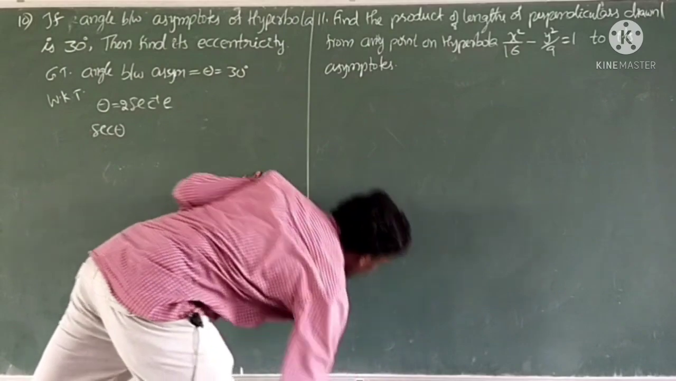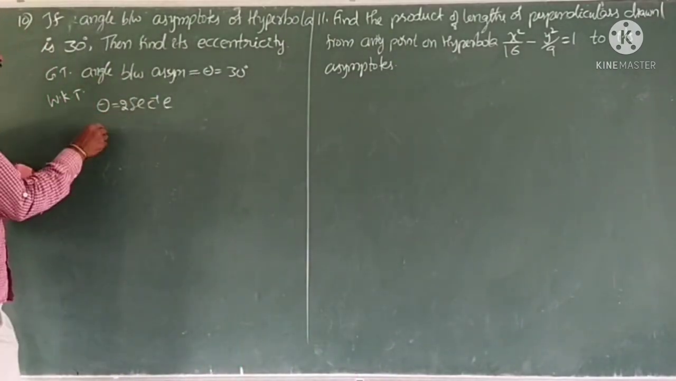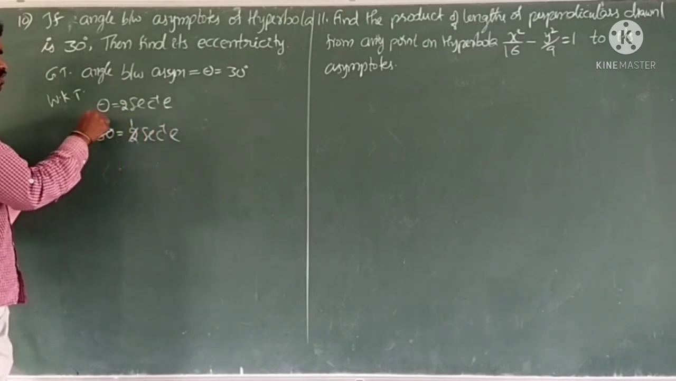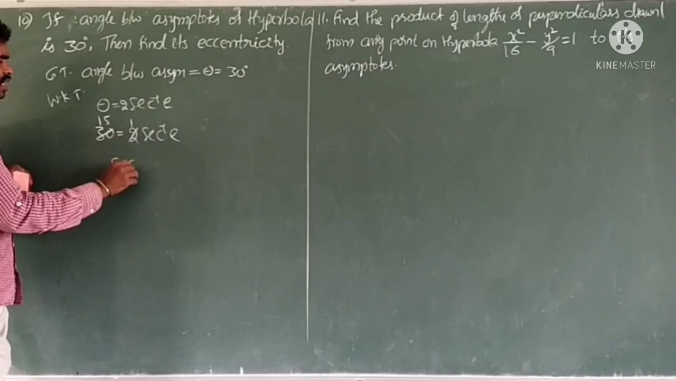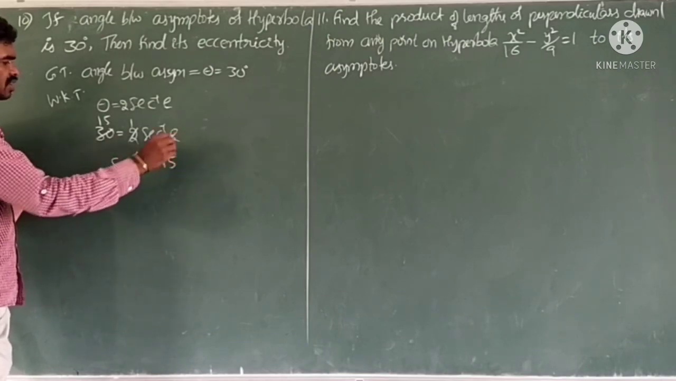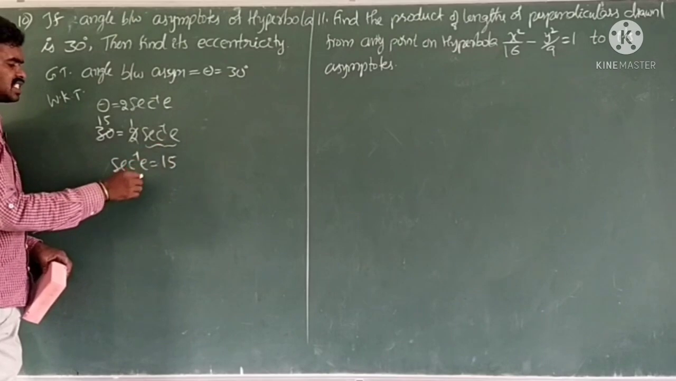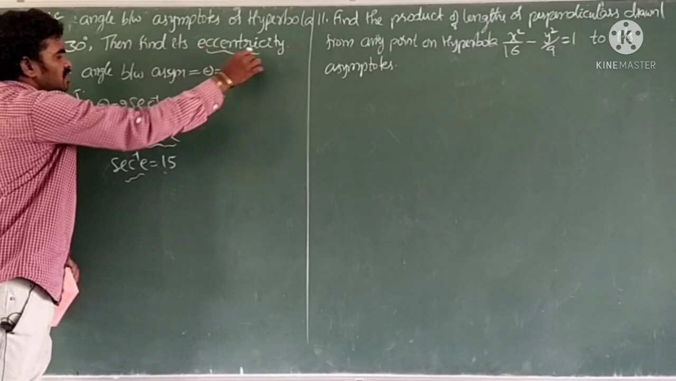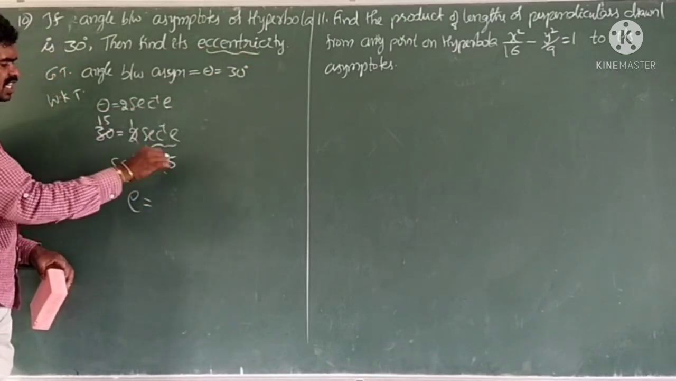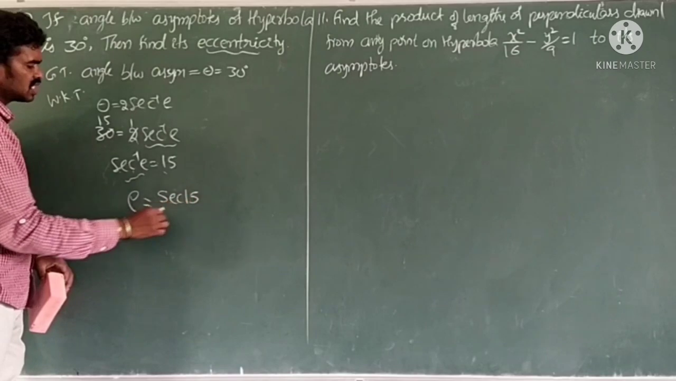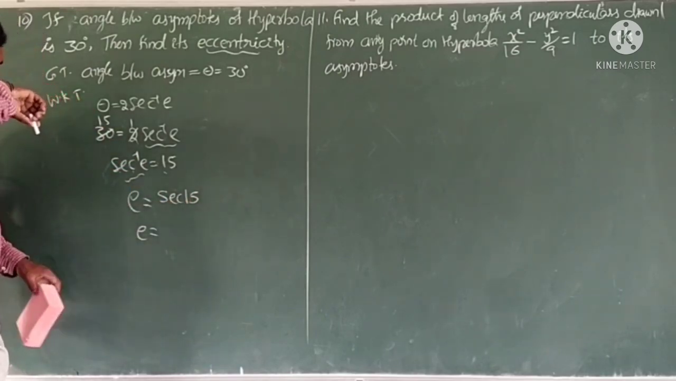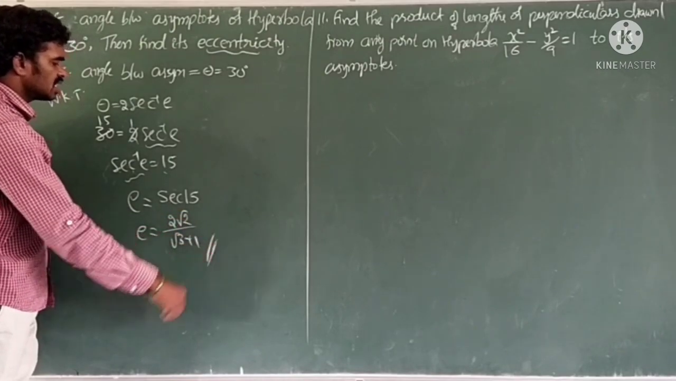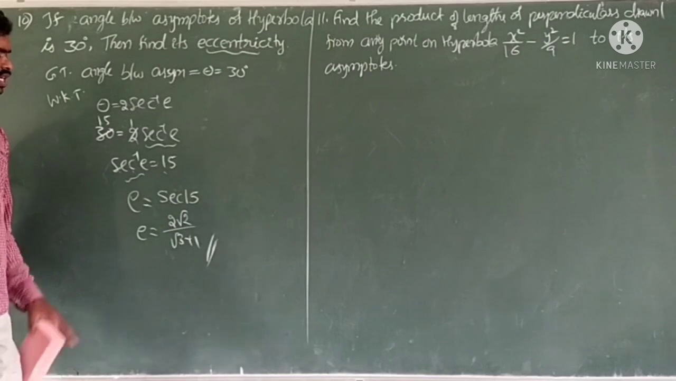So substitute the theta value here, 30 degrees, and it is equal to sec inverse e. Write it down easily. Here 2 1s are 2, 2 15s are 30. So we are getting sec inverse e equal to 15. Am I right? Sec inverse e as it is is equal to 15. Now we have to find the eccentricity value. So e equals sec of 15. What is the value of secant 15? Okay. 2 root 2 by root 3 plus 1 is the sec 15 value. That's it. This is the answer.